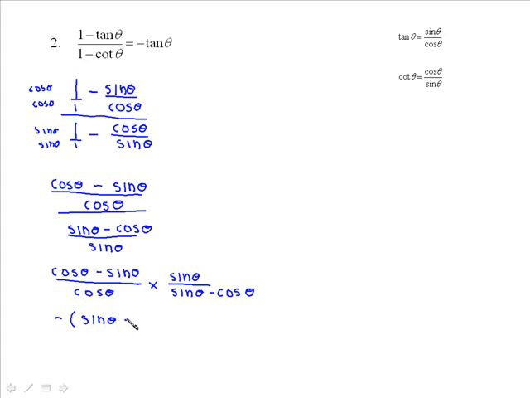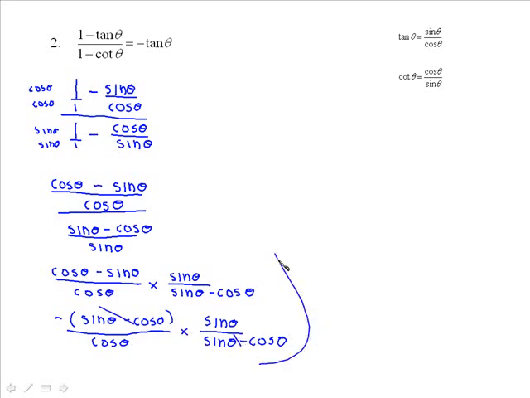So it's a good method to simplify these and then ultimately cancel, because you're going to get negative sine theta minus cosine theta over cos theta, and then this is going to be multiplied by sine theta over sine theta minus cos theta, and now we can cancel those sine theta minus cosine thetas.